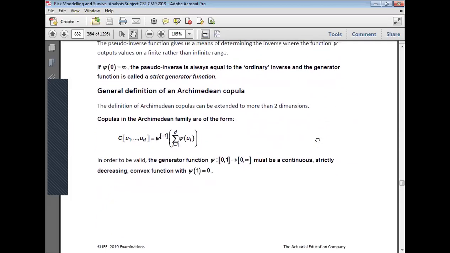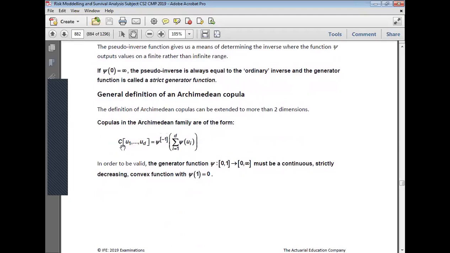And here they have defined the same family of copulas, the same Archimedean copula, in the n-dimensional case. So it would still have an inverse here, and instead of summing up 2, we will be summing up n psi of ui's.